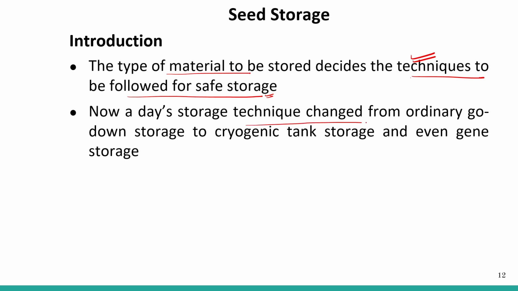Nowadays, storage technique has changed from the ordinary godown storage to cryogenic tank storage and even gene storage. So earlier we just had godown storage. We stored our seeds in the godown. But nowadays we have cryogenic tank storage. This is more applicable and more beneficial. And we even have gene storage also, because we have so many new varieties, right? So for that we require gene storage.